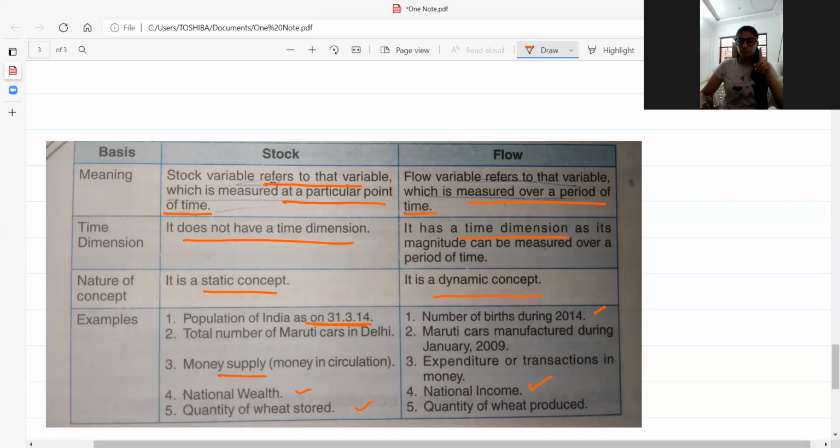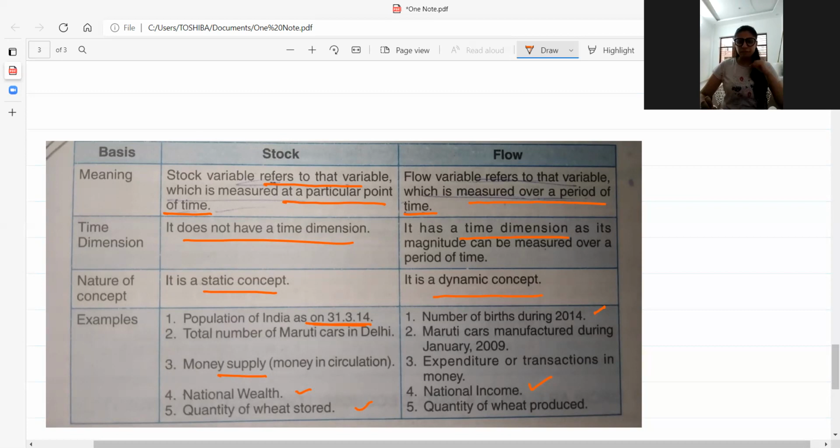Do not confuse yourself with national wealth and national income. National wealth is something which is published by the government at a particular time, how much wealth a person has. Like if I talk about a person, we say crorepati or lakhpati. If a person is a crorepati, that is specifying his national wealth. But how much he's earning will be decided over a period of time. So that is flow. Don't confuse these two terms, national wealth and national income. These are important. These may be asked.